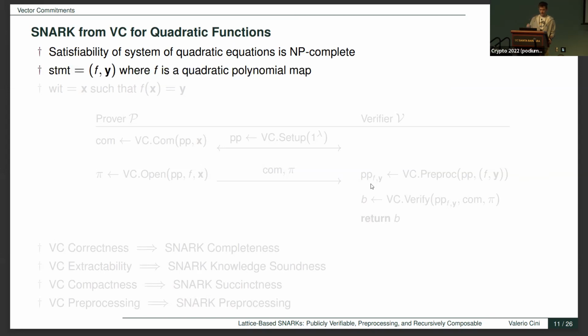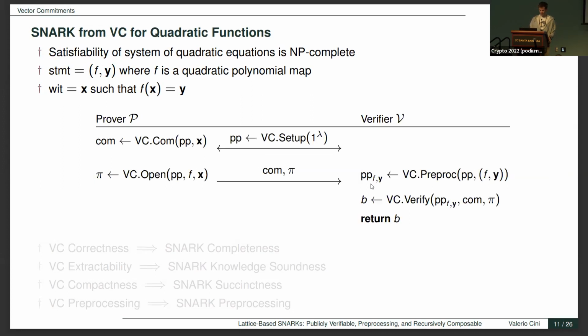This language is defined as follows. The statement would be a tuple (F, y), where F is some quadratic polynomial map. And then the witness would be an x such that F of x equals y. And then if we want to get a SNARK for such a language, using a vector commitment that supports opening to these functions, the construction will be the following.